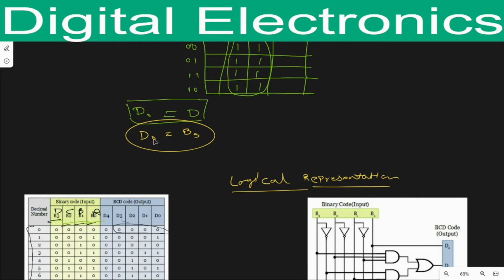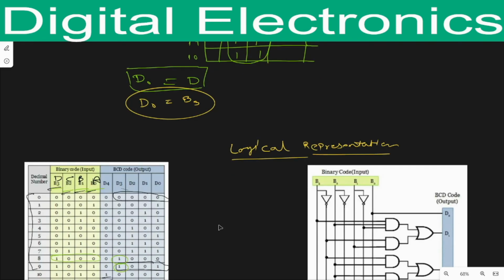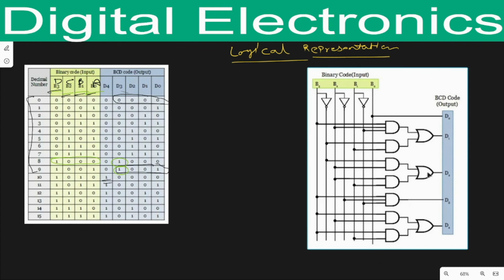Such as here, D naught equals B3. So for its representation, first I made the input combination here: B0, B1, B2, B3. These are the input combinations. And by using a NOT gate, I found the various wires, so we can directly take the inputs and their complements also.